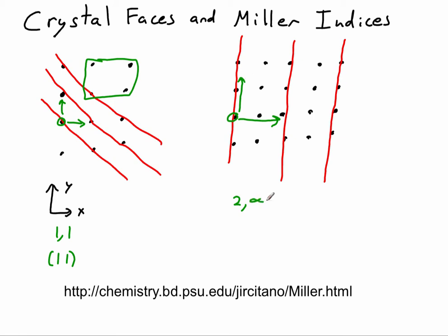So write that down. To find the Miller indices, we just take the reciprocal of these two numbers. So we get 1/2 and 1 over infinity, which would be 0. We clear the fractions, so we have to multiply by 2. And we get 2 and 0. And so there are the Miller indices for those planes. That would be the (2, 0) plane.